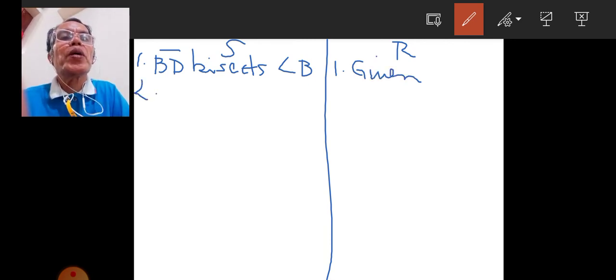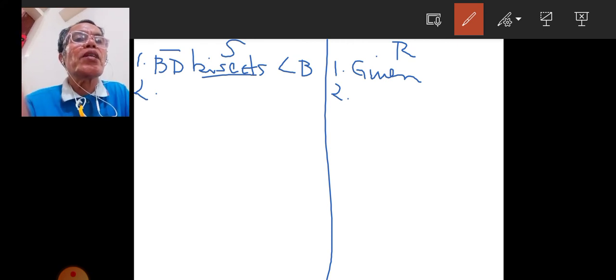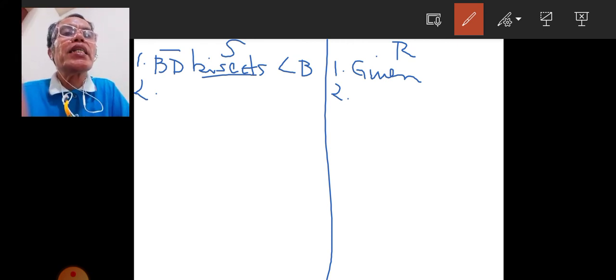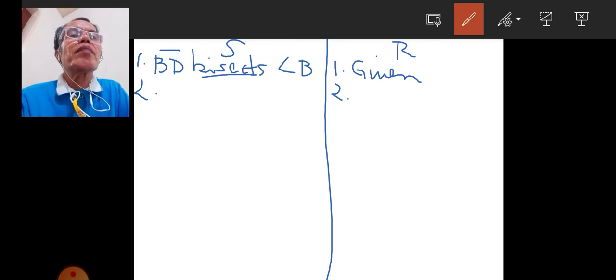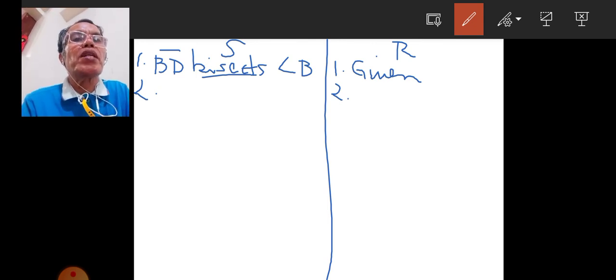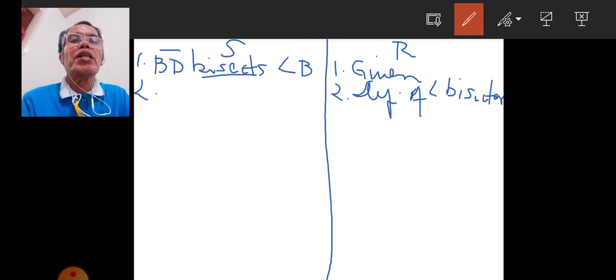Number 2, you can anticipate your answer for the reason because we have the word bisect. So the reason must be that BD serves as the angle bisector because it bisected angle B. That is the definition of angle bisector. Now what is the role of an angle bisector? It divides the angle into 2 congruent angles.